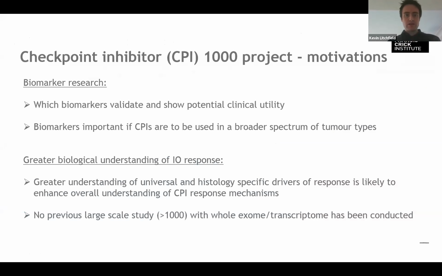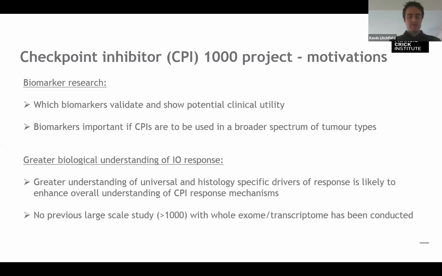So just to give the motivation for this project, we had two key motivations. First of all was in a biomarker context. We wanted to understand which biomarkers validated in a large meta-analysis setting and which show potential clinical utility. And then also importantly, obviously, the broadening of checkpoint inhibitor therapy to other cancer types, classically non-immunogenic tumors, prostate tumors, breast tumors, for example, will clearly be biomarker dependent.